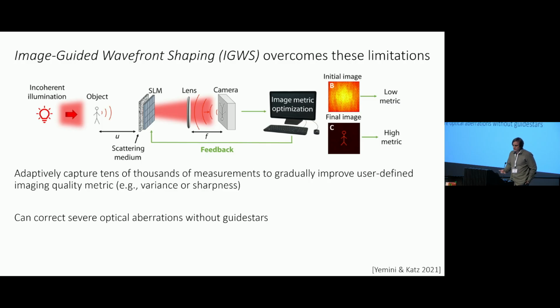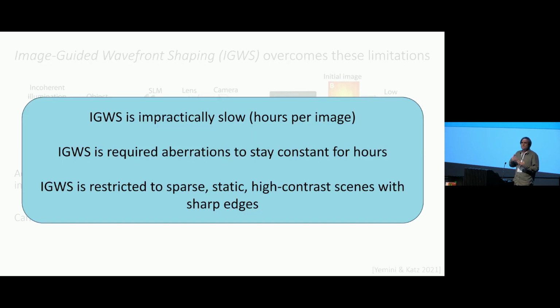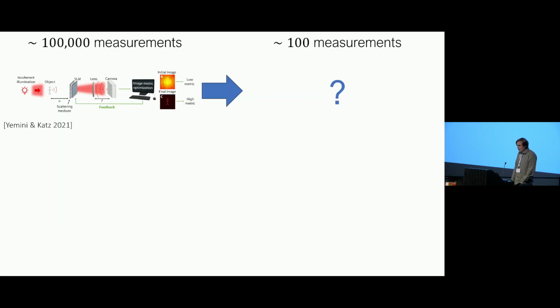And using this approach, they can correct severe optical aberrations, but it requires tens or hundreds of thousands of measurements. So it's pretty impractical. It's sort of incredible this works at all, but it's not useful for many applications. So the question we set out to solve is, can we keep this guide star free imaging through scattering capabilities while moving from 100,000 measurements down to just 100.